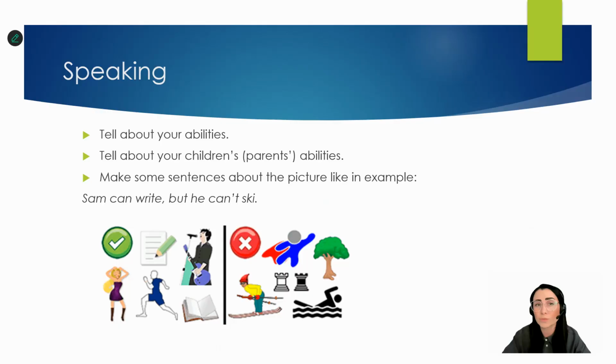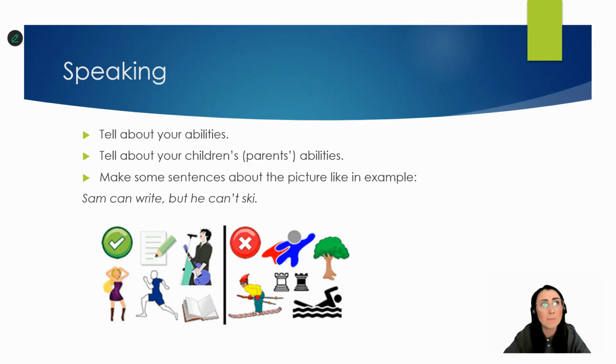What can you do? What can you not do? For example, I can sing, but I cannot play the piano. Make as many sentences about yourself as you can. Excellent. Now tell about your children's, or if you don't have children, your parents' abilities. What can your children do? Or what can your parents do? Or you can make sentences about both children and parents.